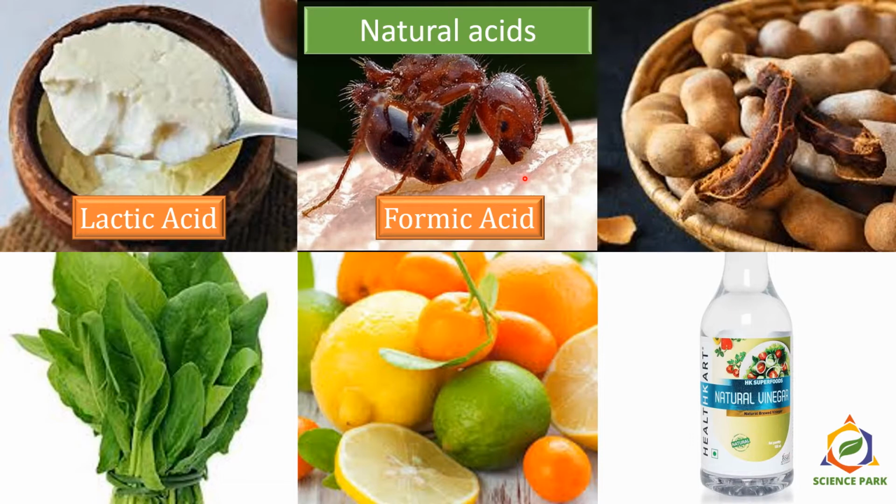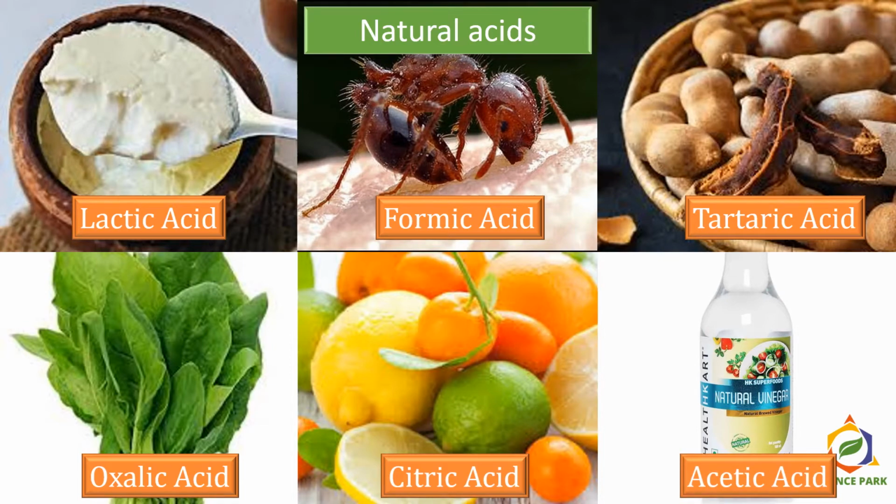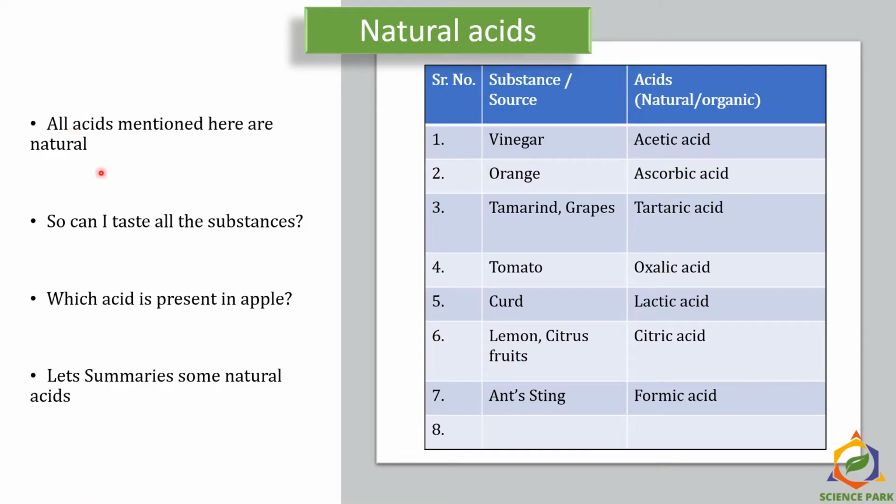Tamarind, everyone likes to eat it. It contains tartaric acid. Spinach contains oxalic acid. All the citrus fruits contain citric acid. And vinegar, which is used in preparing Chinese recipes, contains acetic acid, 10% of acetic acid. Now all these acids which are mentioned here are natural acids.